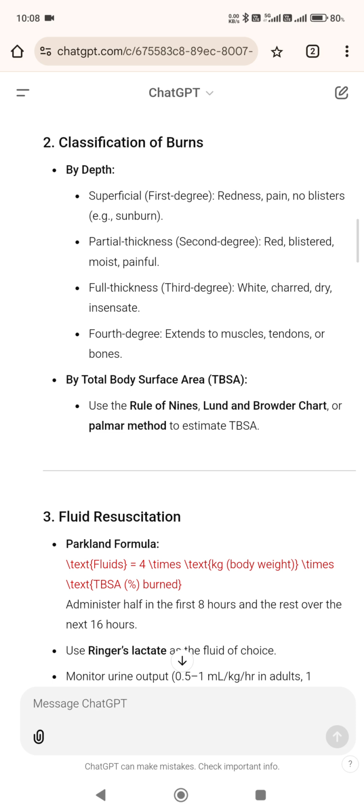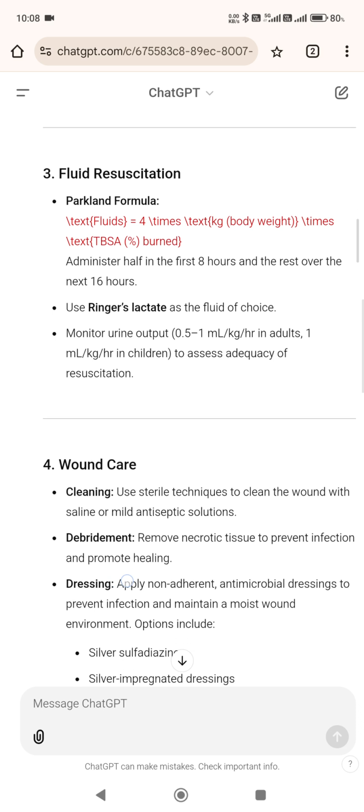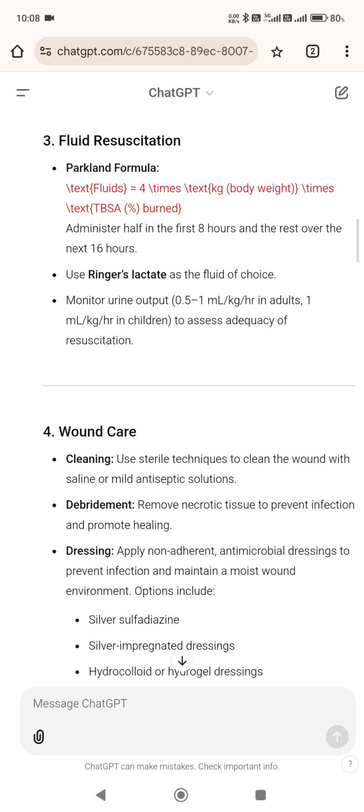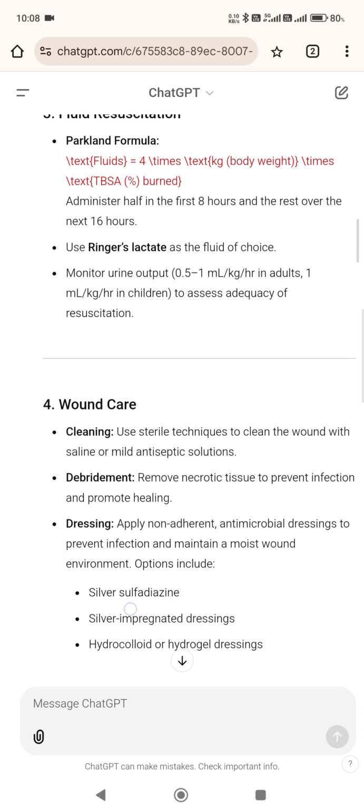By total body surface area, TBSA. Use the rule of nines, Lund and Browder chart, or Palmar method to estimate TBSA. 3. Fluid resuscitation. Parkland formula: fluids equals 4 times kg body weight times TBSA percent burned. Administer half in the first 8 hours and the rest over the next 16 hours. Use Ringer's lactate as the fluid of choice.